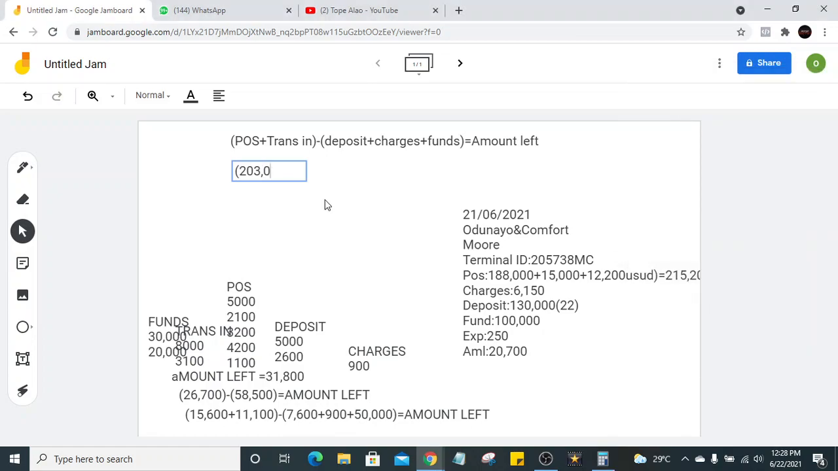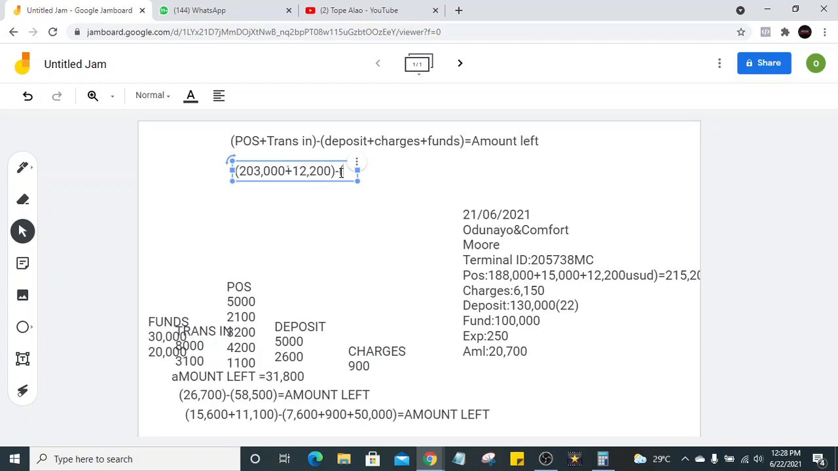So plus trans in. I told you that trans in for us is 12,200. That's USSD, also 12,200. So you close the brackets, and you put this minus here. As simple as that.